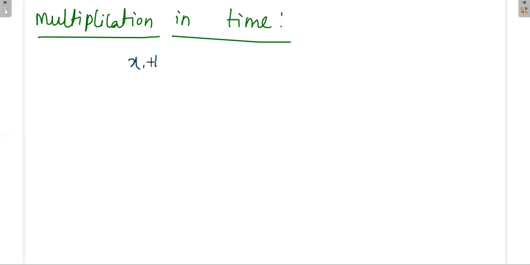Now we'll take two signals. The signal x1 of t has the Fourier transform pair x1 of omega, and x2 of t has the Fourier transform pair x2 of omega.